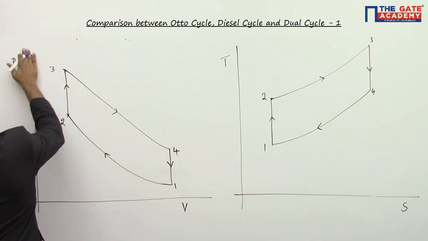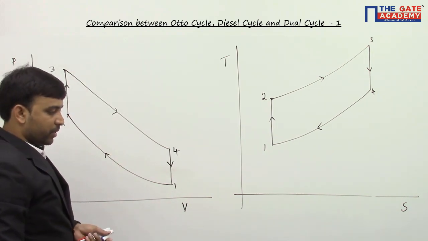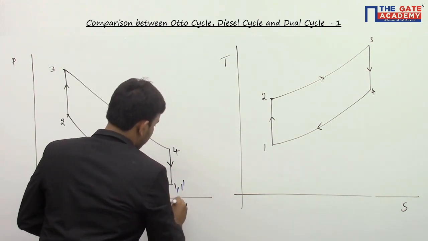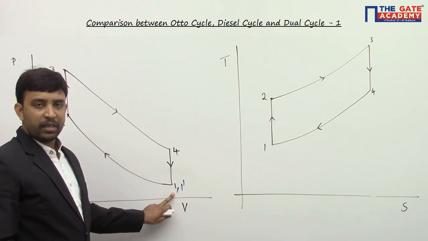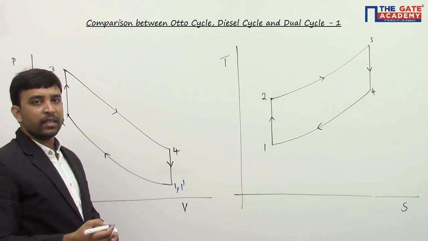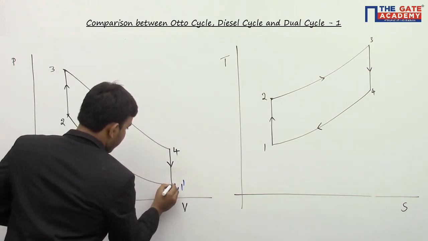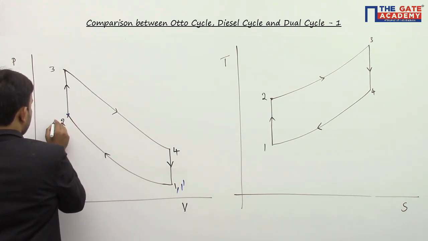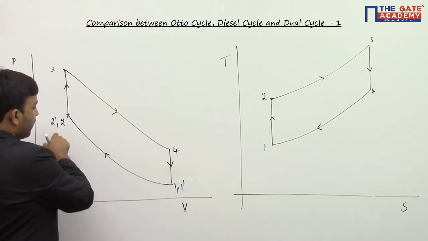Now I am drawing diesel cycle subjected to the same constraints, for the same compression ratio. Inlet conditions for diesel cycle will also be the same, because the inlet conditions depend on the ambient. Ambient conditions are remaining the same, therefore inlet conditions for Otto cycle and diesel cycle are the same. And the same compression ratio. Since you are compressing by the same amount, from 1 dash I compress till I reach here, this is 2 dash. So 1 dash and 2 dash will coincide.